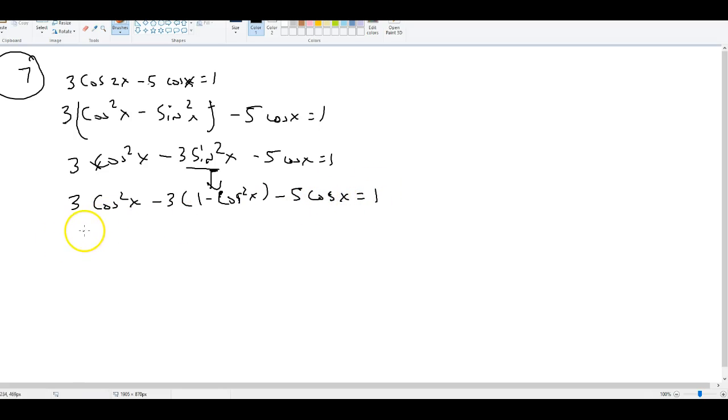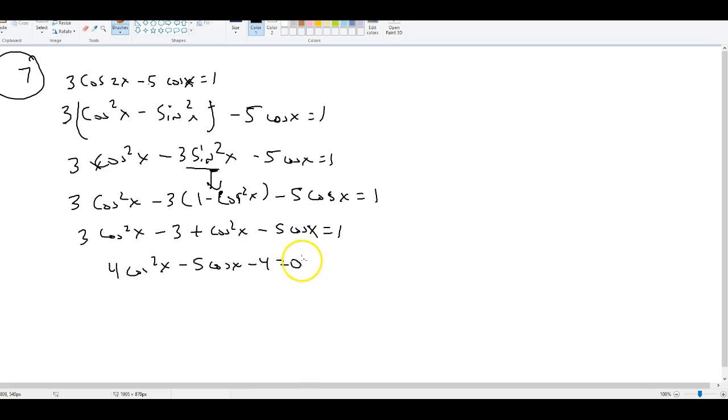So then I'm going to go 3 cosine squared x minus 3 plus cosine squared x minus 5 cosine x equals 1. Combine like terms, I got 4 cosine squared x minus 5 cosine x minus 4 equals 0. Factors of 16 that give me 5, or negative 16 that give me 5. I've got 8 and 2, doesn't work. I've got 4 and 4. This isn't working out well. Did everything right? Uh-oh. Pausing.